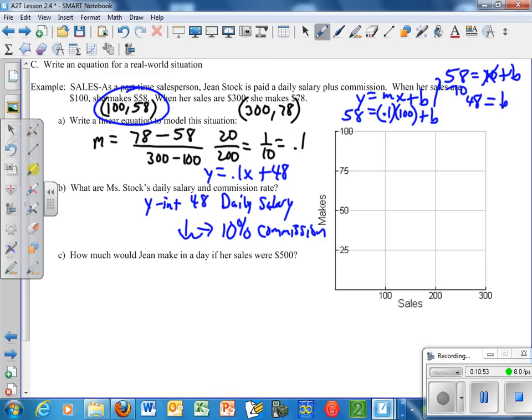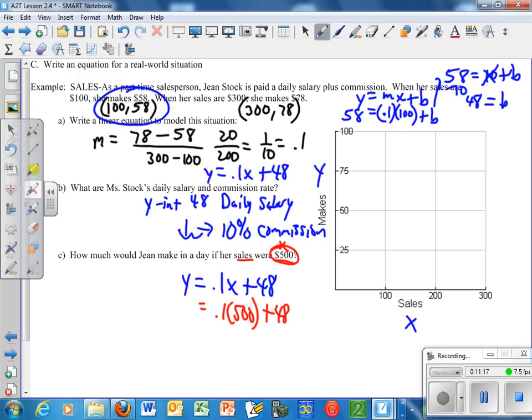Notice sales is the x. We want to figure out y, which is the dependent variable. So here's your equation, y equals 0.1x plus 48. So all we have to do here is we want to figure out when the sales are 500, that means we're going to put 500 in for x. So it's 0.1 times 500 plus 48.